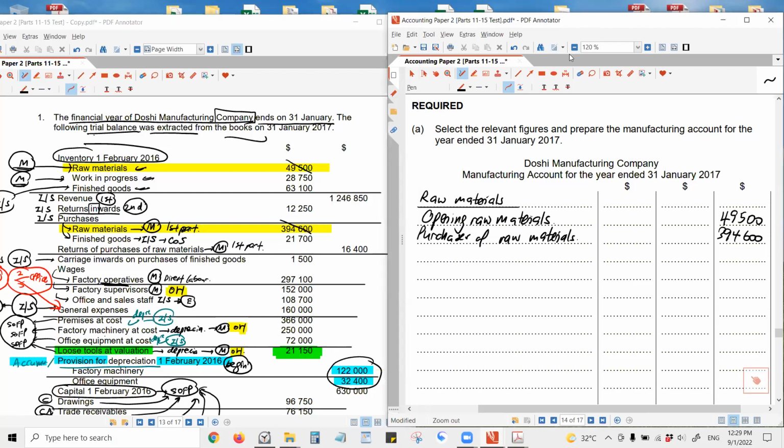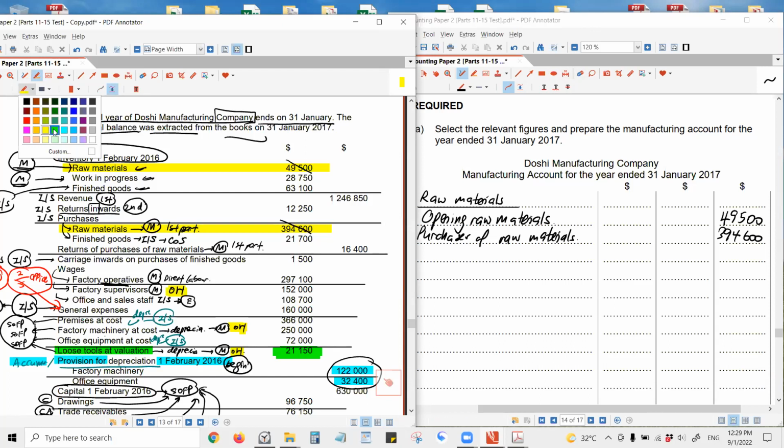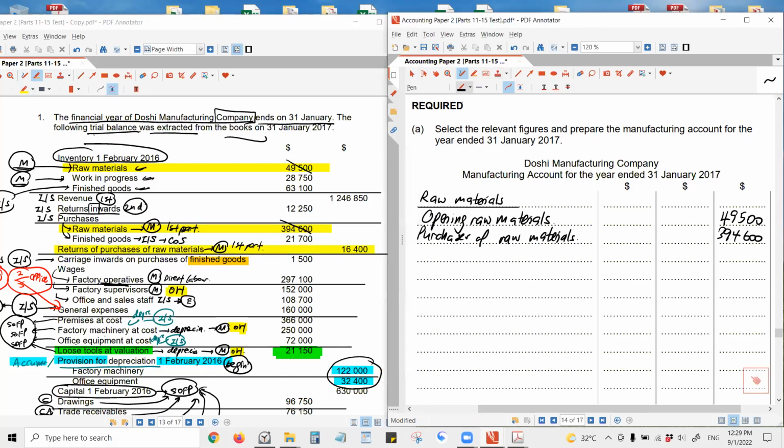Okay. Then is there carriage inward for raw material? No, there's no carriage inward for raw material. But there is a carriage inward for buying finished goods. Okay, so we don't need that. It's in the income statement. There is returns of raw material, right? Can see 16400. Okay, so write it down.